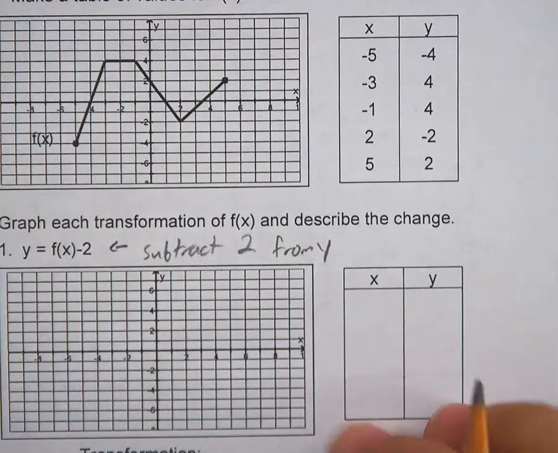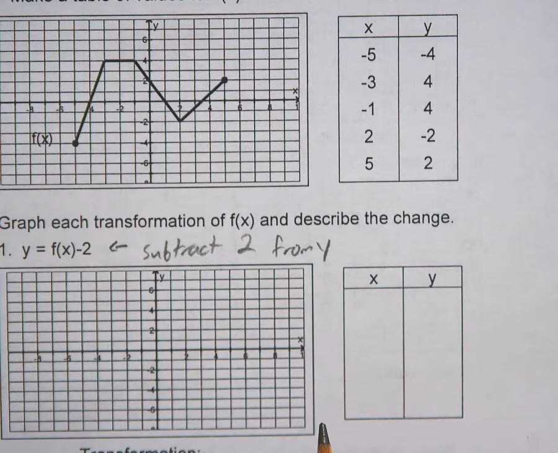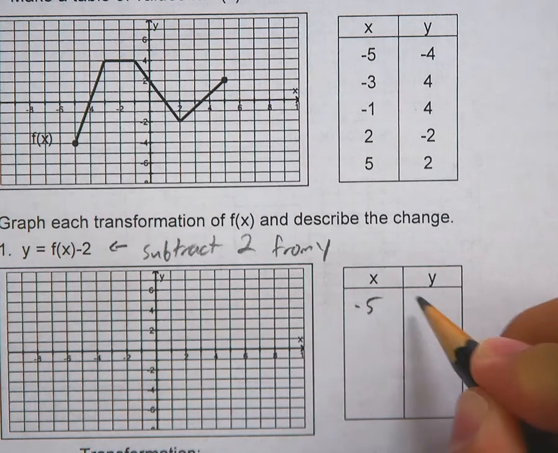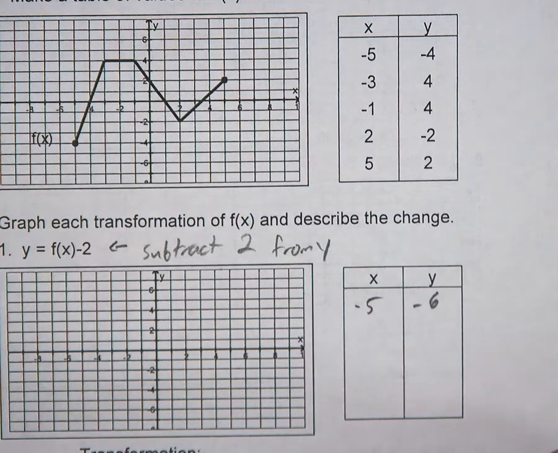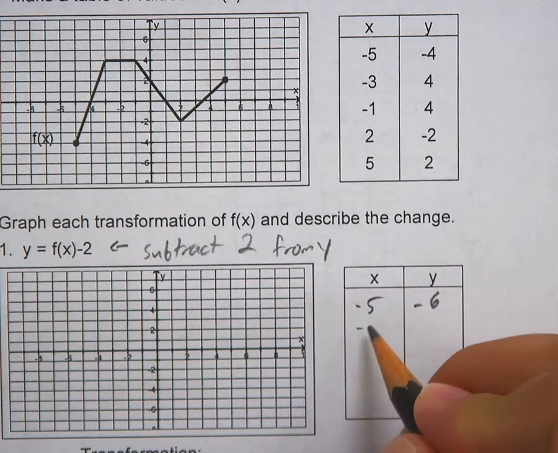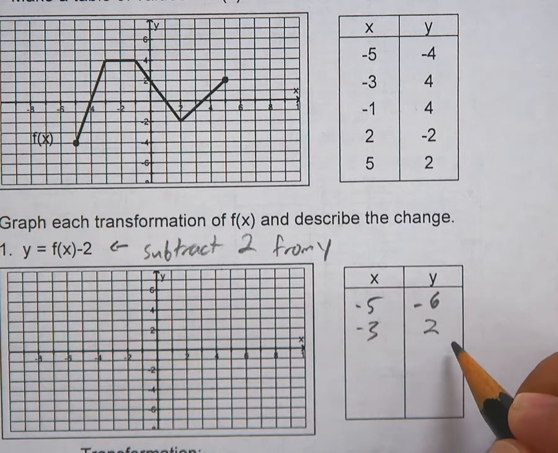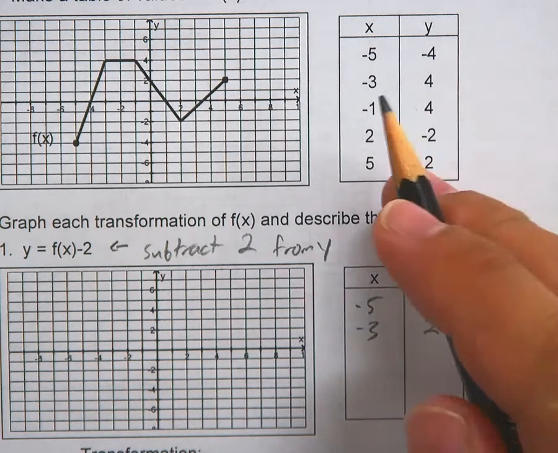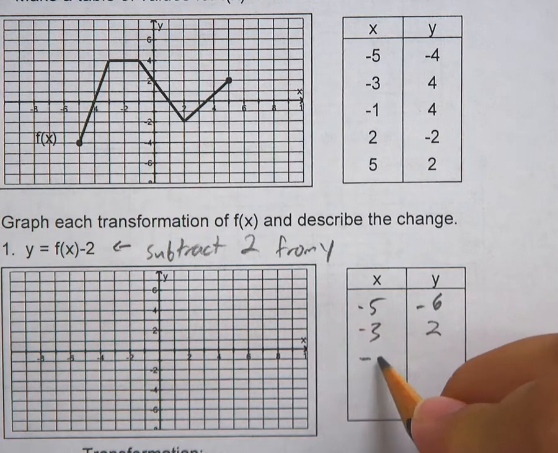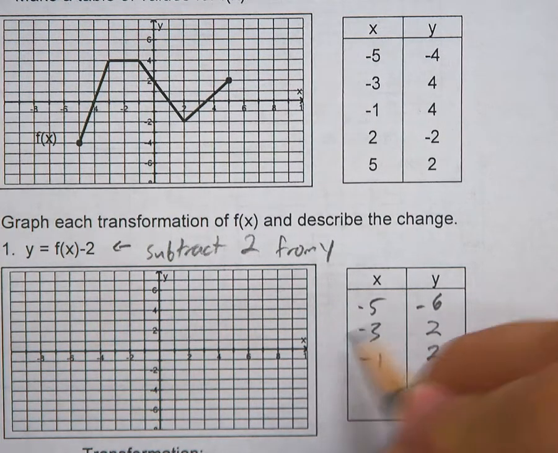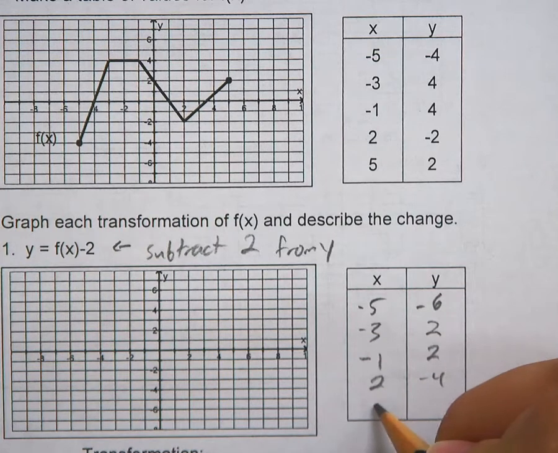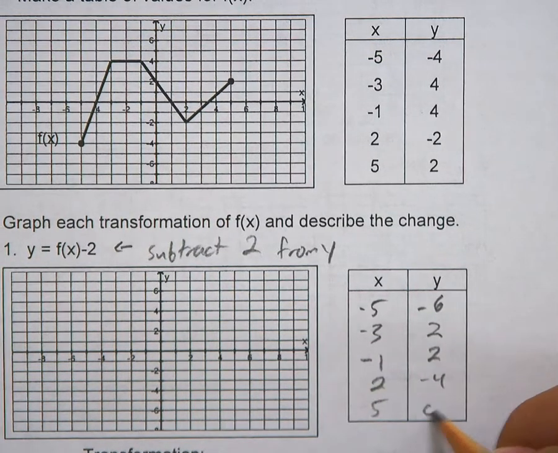So if I look at these points right above here, I've got -5, -4. So that point is going to become -5 and subtract 2, so -6. And then -3 is the same. 4 will become 2, right? -1, 4. So that'll become -1, 2. 2, -2 will become 2, -4. And this will be 5, 0. Now this, again, is subtracting 2 from your y values, right?